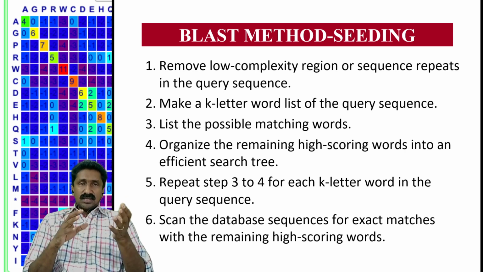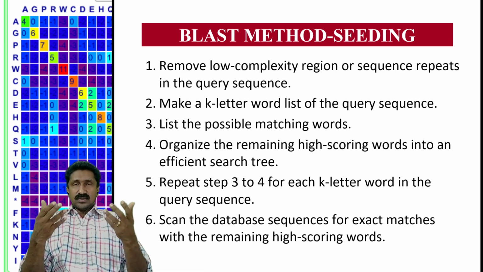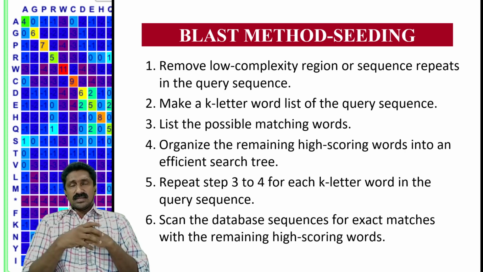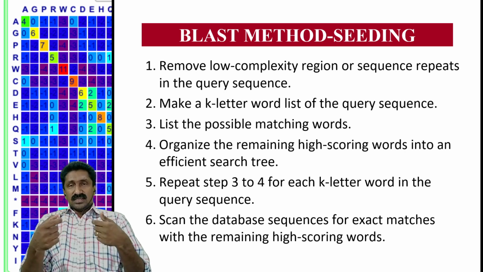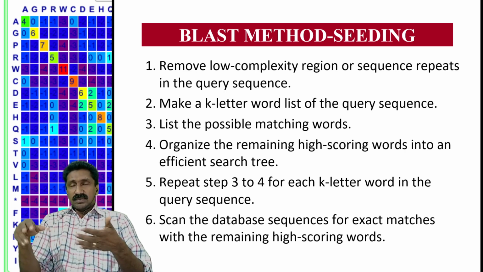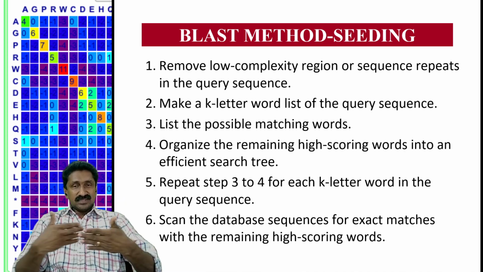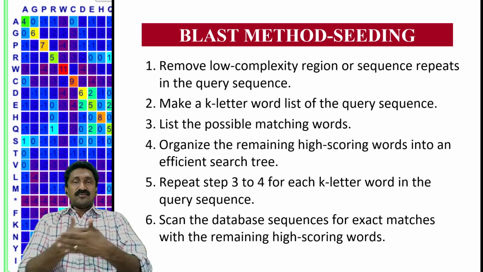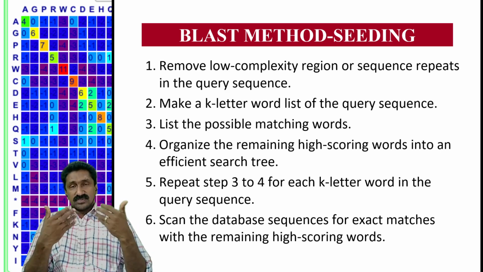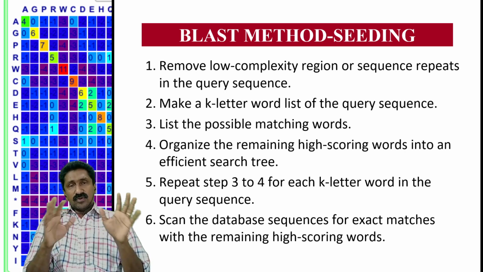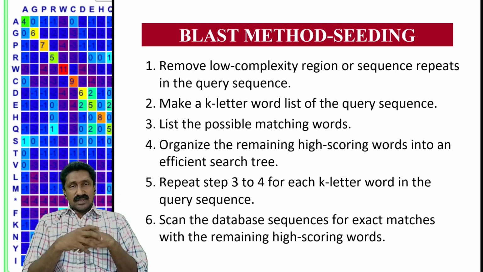Seeding means it removes the low complexity regions of the sequence, like sequence repeats in the query sequence. If there are repeat sequences in that region, it is quite difficult to align them, because say a 5-letter code repeated 10 times, if it is there in the sequence, the alignment program will find it difficult to align where it is to be aligned. So usually, before starting the BLAST algorithm, it will avoid such low complexity regions from the comparison. Then that will be later aligned.